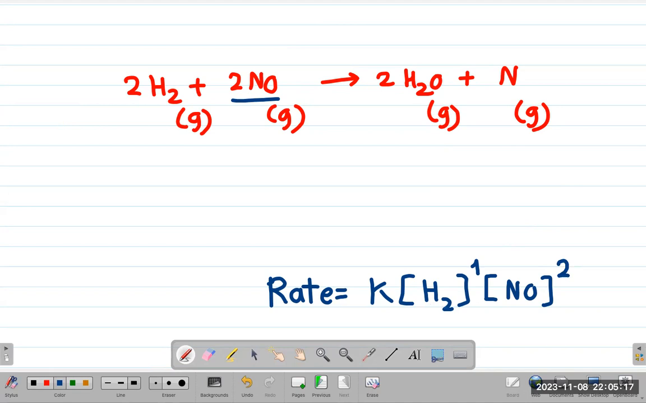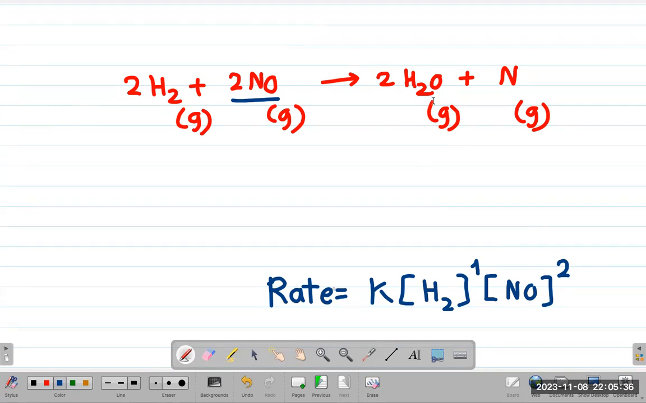So when the concentration of NO is doubled, the rate of the reaction will be quadrupled. If you multiply the concentration by 2, to the power of 2, the rate will be multiplied by 4.